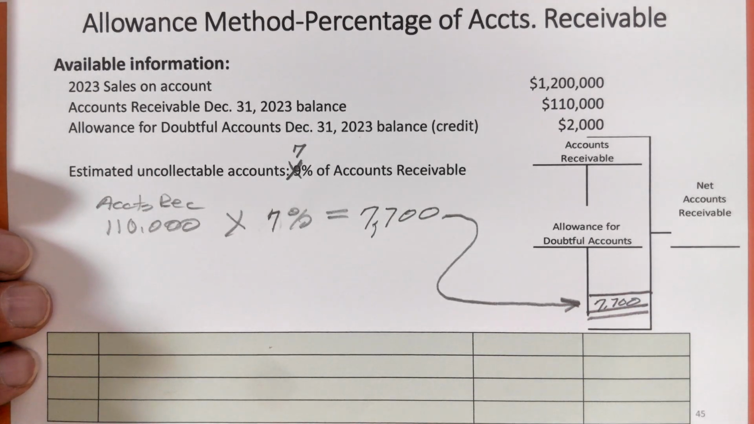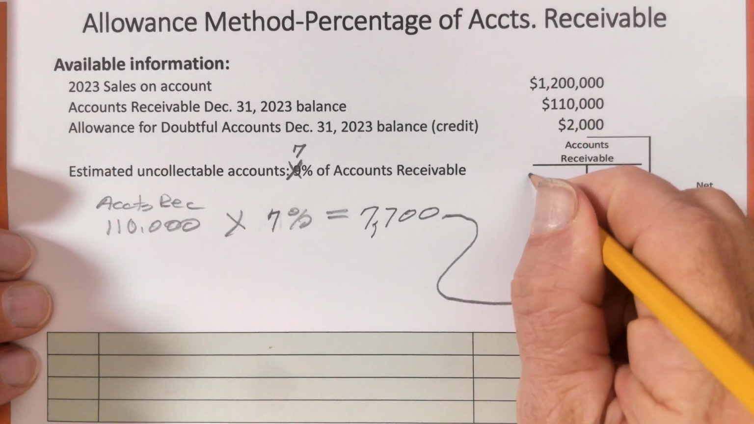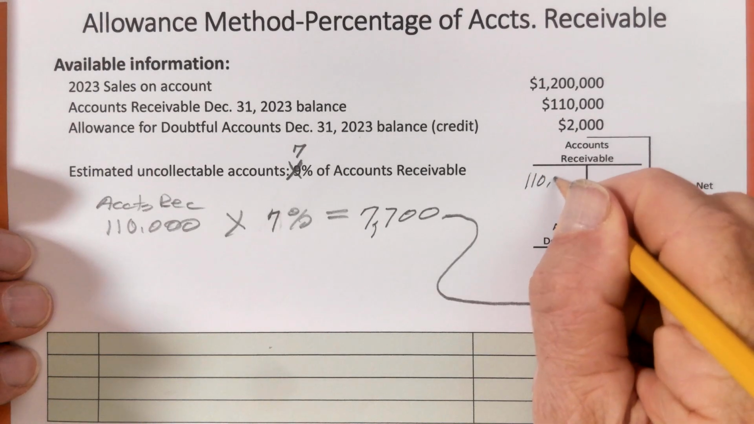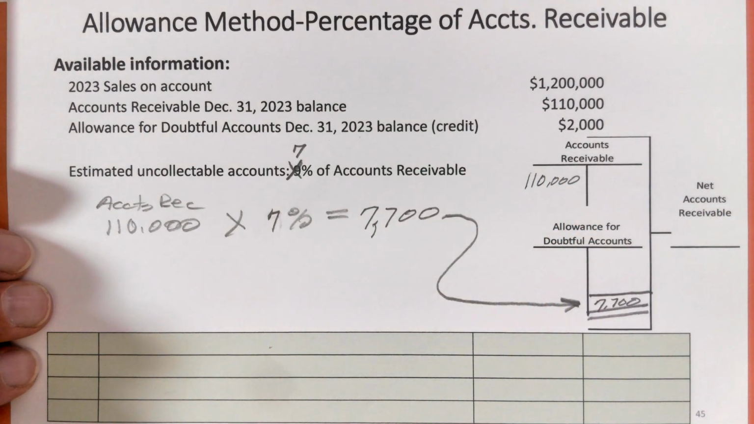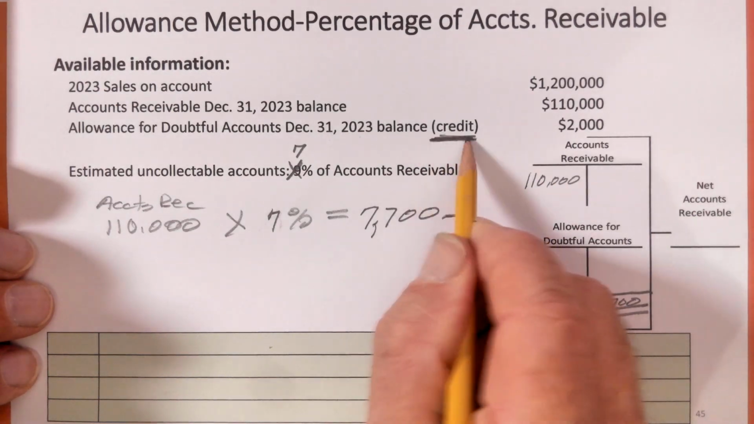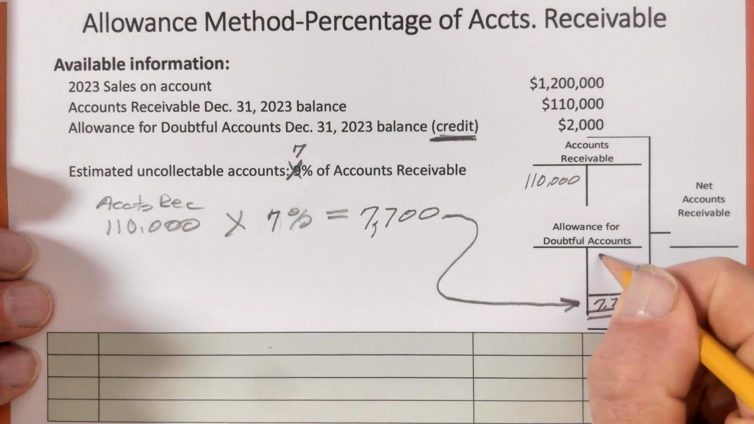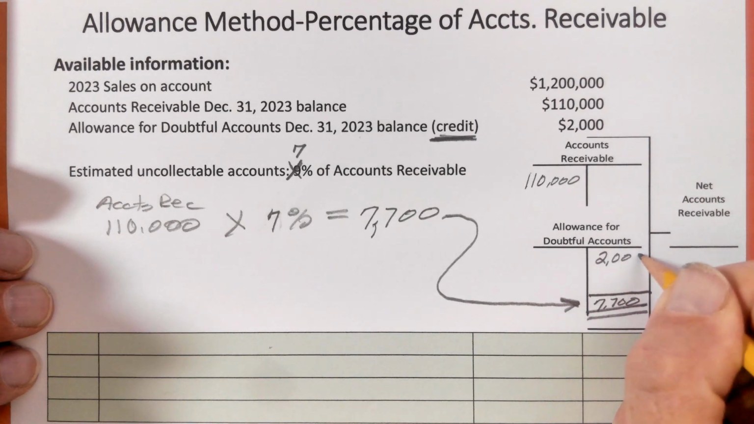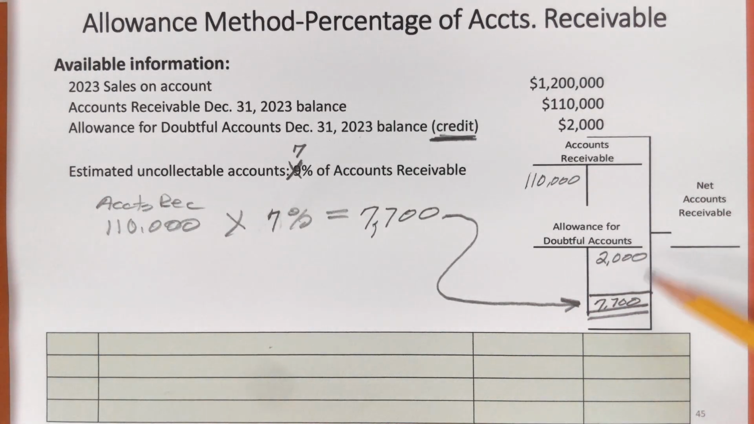Now the thing is, let's go ahead and fill in some of these other balances. We've got a balance of accounts receivable of $110,000. And we have the allowance for doubtful accounts has a credit balance. Credit says credit here of $2,000. So let's go ahead and put that in here, $2,000. And if this allowance for doubtful accounts starts off with a balance of $2,000, and we need to end up with a balance of $7,700, what's the amount of our entry?